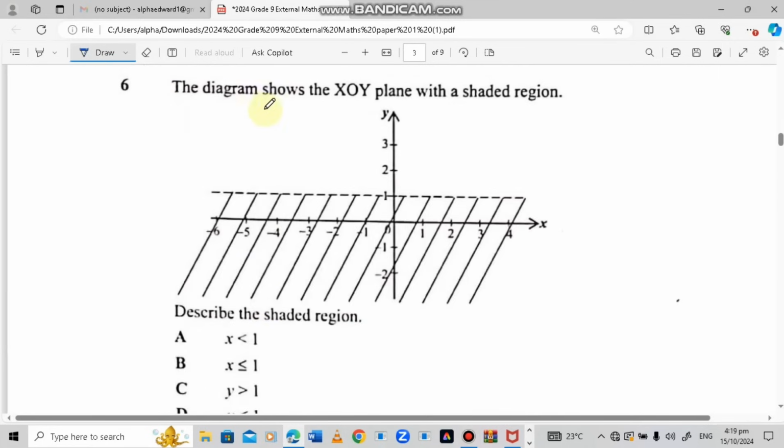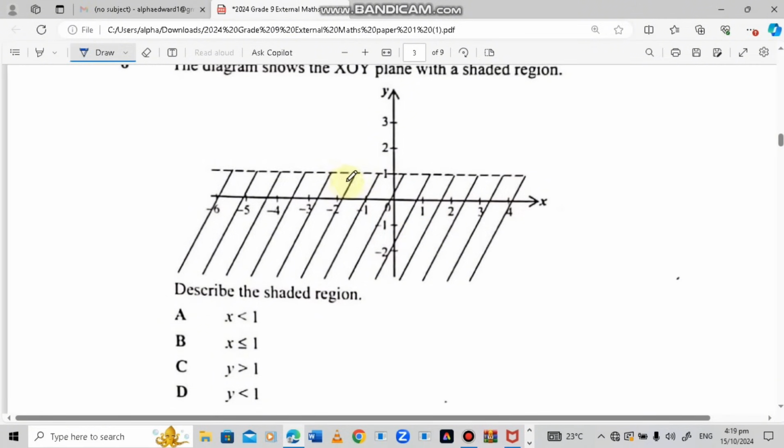Question 6 says the diagram shows the x-y plane with a shaded region. So you can see that from 1 here, this part has been shaded. Now how can you describe the shaded part? You can see that this dotted line is passing through y is equal to 1. The value of y here is 1. They don't want us to describe this shaded region using an equation. They want us to describe it using an inequality.